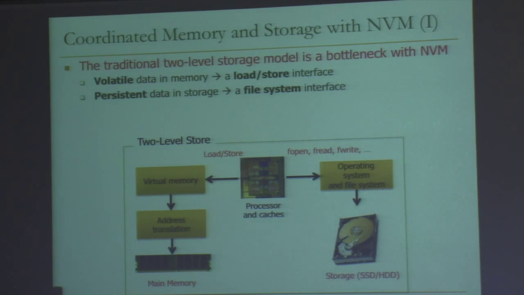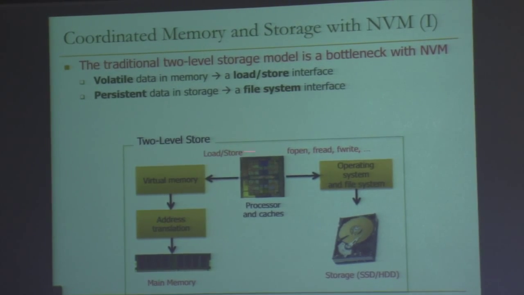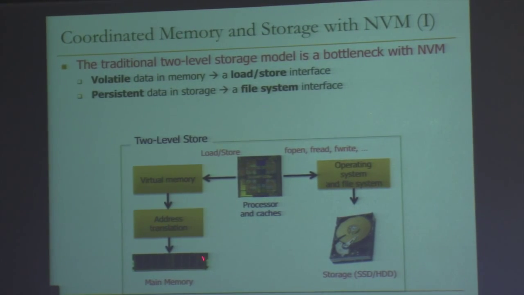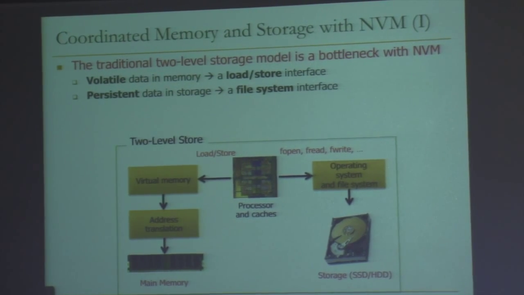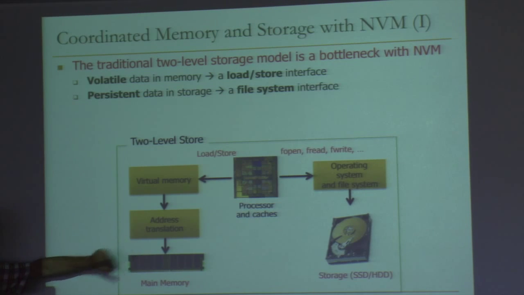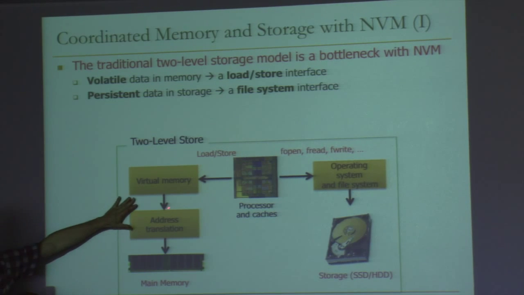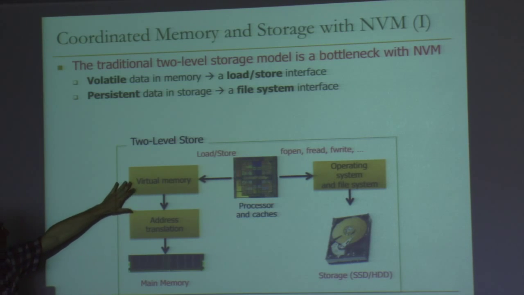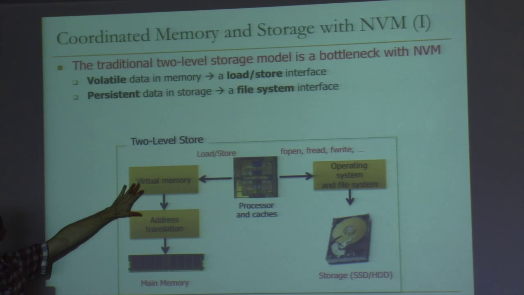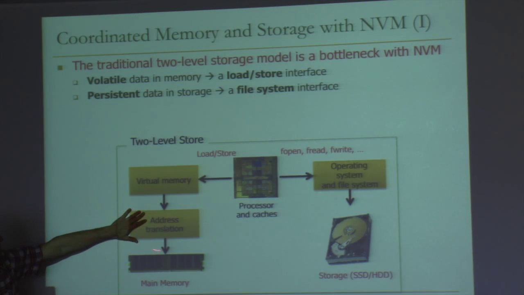So one thing, if you look at systems today, they consist of a two-level storage model, right? You have volatile data that's stored in main memory, traditionally DRAM, and that's accessed through a load store interface. When you do programming, you can access an array that's in main memory, right? And this interface is really heavily accelerated in hardware. We've covered all of this in 447, right? Virtual memory. You know about TLBs. All of that is to accelerate access to main memory and to do the address translation and the protection. Everything pretty much is in hardware, right?